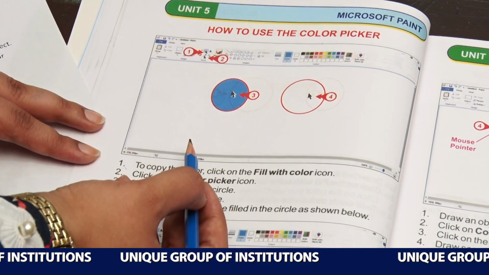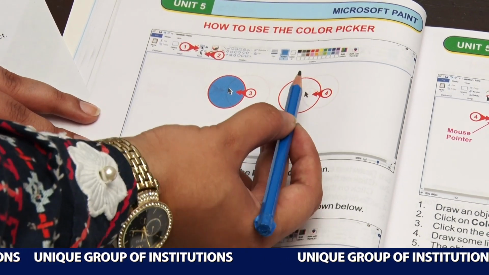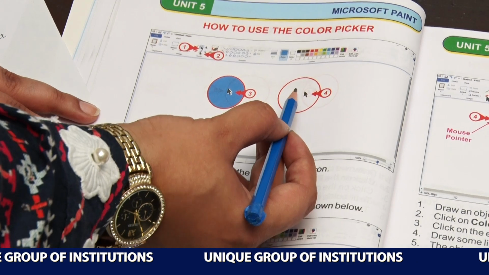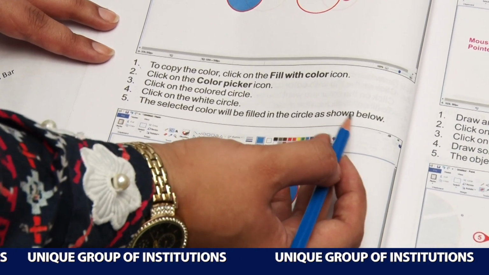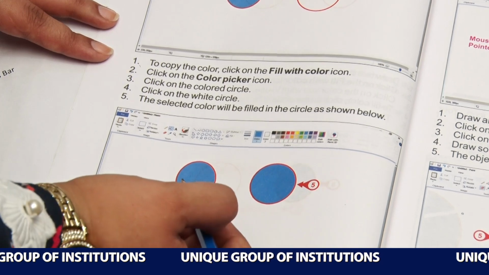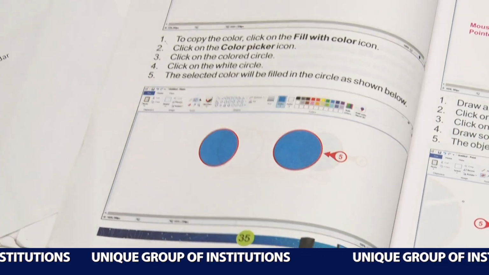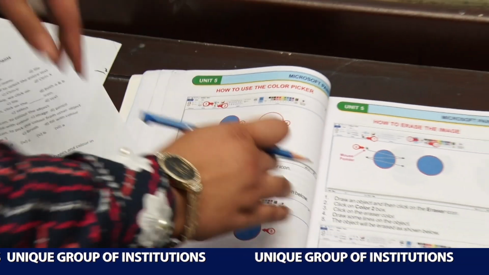After following all these things, you have to click on the empty circle. When you click on the center of the empty circle, the selected color will be filled in the circle as shown below. Your both circles will have the same colors. Okay, now move on to the next page.